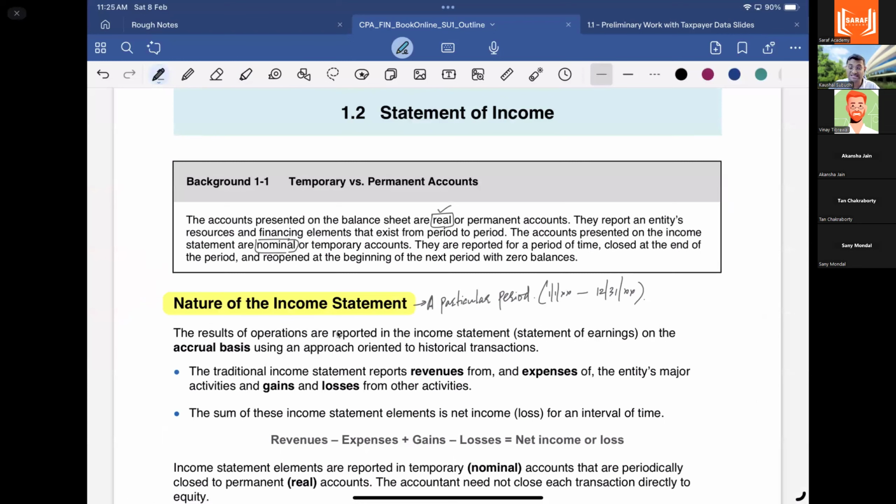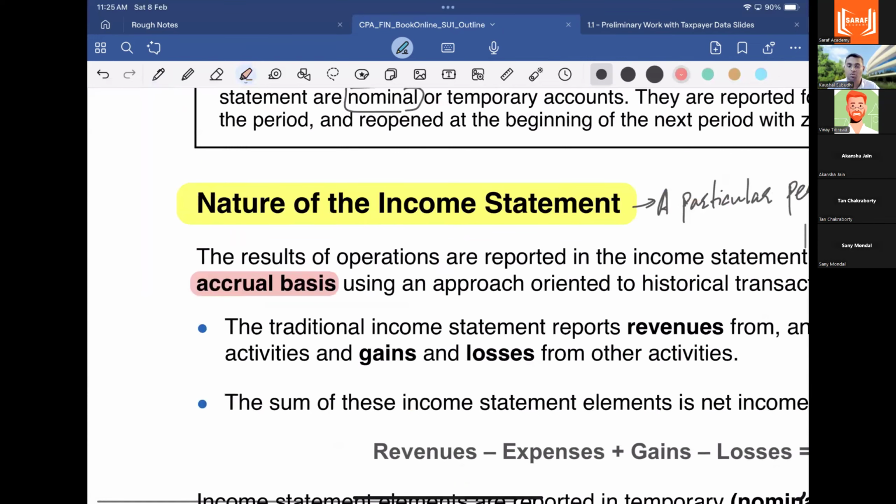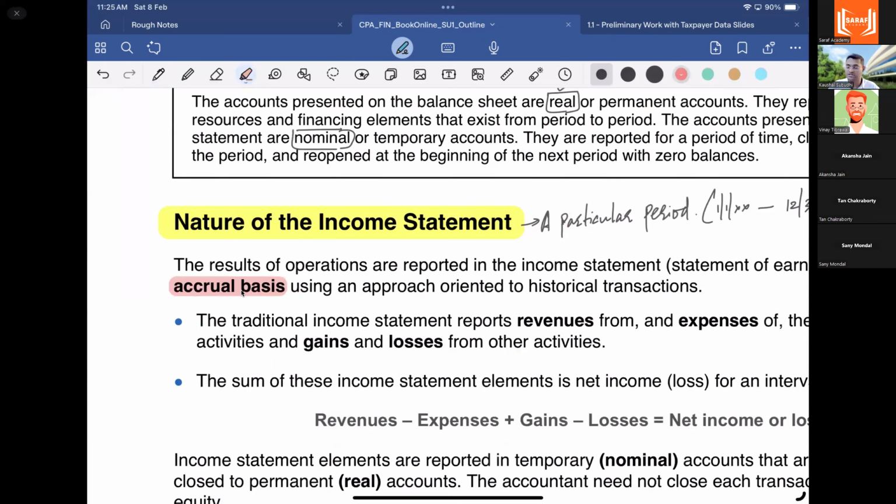The results of operations are reported in the income statement on the accrual basis using an approach oriented to historical transactions. Right. So it is always going to be prepared on an accrual basis. Now, always remember that this is exactly the reason why accounting becomes so complicated, so difficult, because not everyone in the world knows the meaning of the accrual concept. An accrual concept is nothing but the opposite of the cash concept.